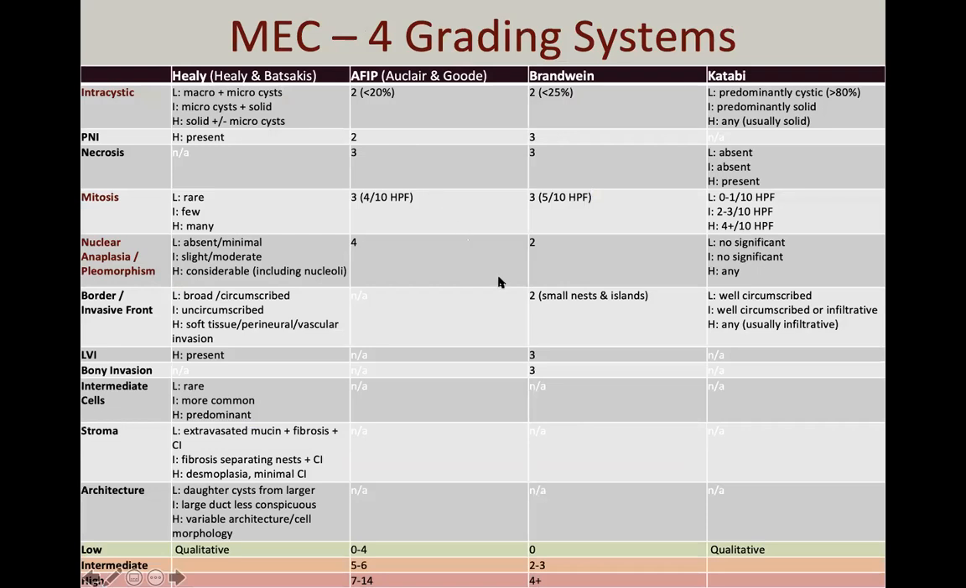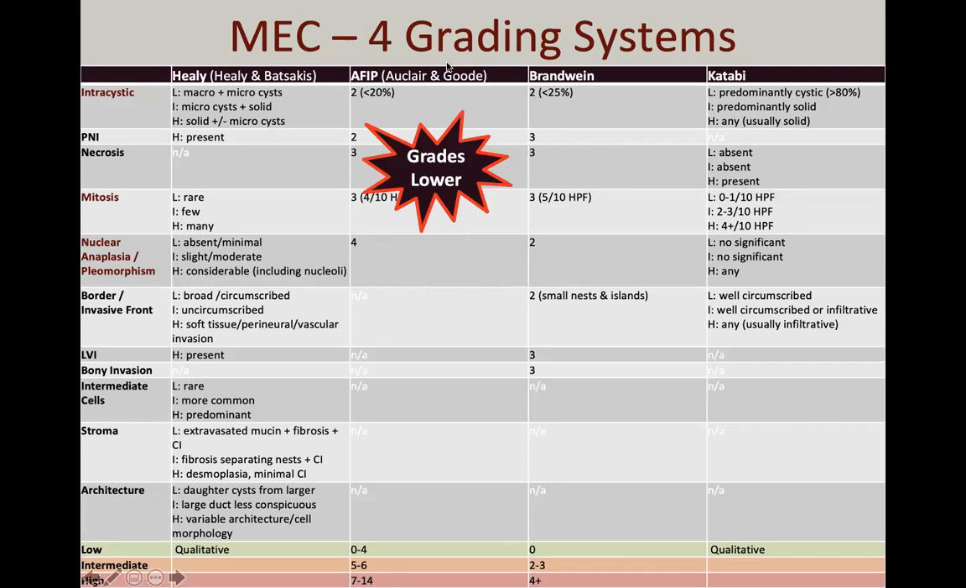Mucoepidermoid carcinoma is one of the most well studied in terms of histologic grade. There have been 4 proposed grading systems that range from quantitative to qualitative. Generally, they all result in 3 tiers: low, intermediate, and high. And those of you who've been on the head and neck tumor boards, you know that nobody likes the diagnosis of intermediate grade because nobody knows what to do with it.